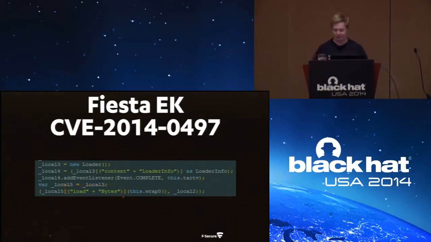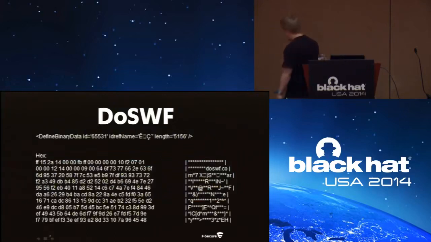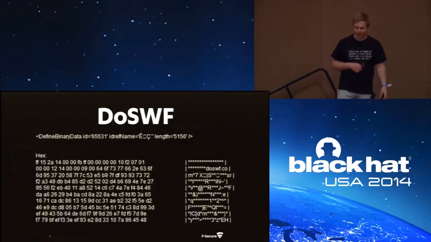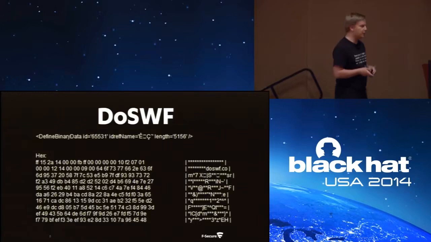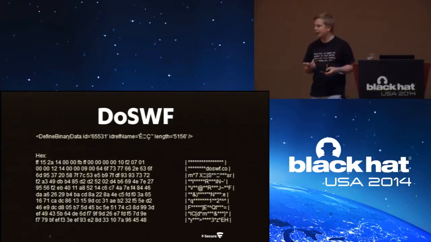So this is what makes static analysis challenging. Finally, by far the most challenging thing to deal with in static analysis are these commercial protectors. And one of them is do-swift. This example is from the Flashback exploit kit.